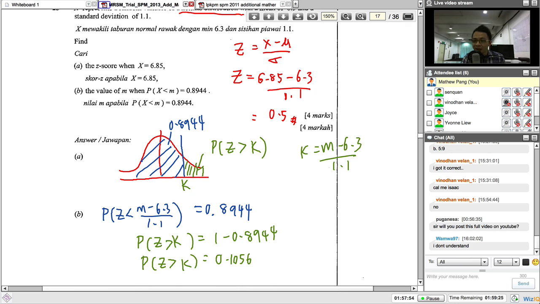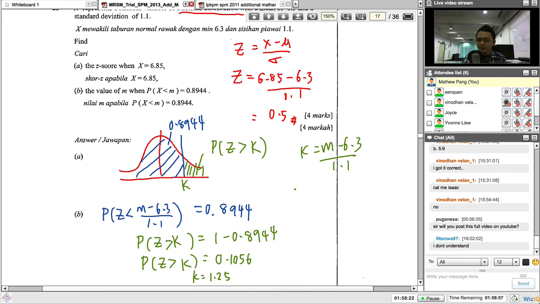Maybe I will explain again one more time. Just let me finish this part first. So, Z is bigger than K, I will get 0.1056. So I'm going to find 0.1056 inside the table, which I will get 1.25. So therefore, my K is equal to 1.25.